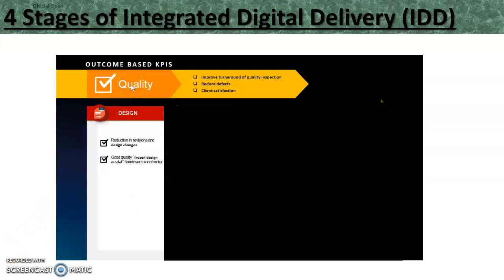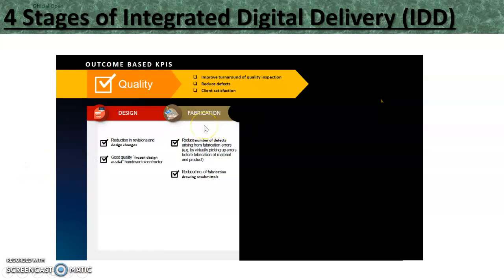Quality could be another important KPI that is of interest to the various stakeholders. So in that sense, the outcome-based KPI for quality could be to improve the turnaround of quality inspection, or to reduce the number of defects, or to increase the client's satisfaction. In order to do all this, again, the design team can have certain strategies to achieve that. They can say that they want to reduce the number of revisions and design changes. They want to have a good quality frozen design model that is handed over to the contractor.